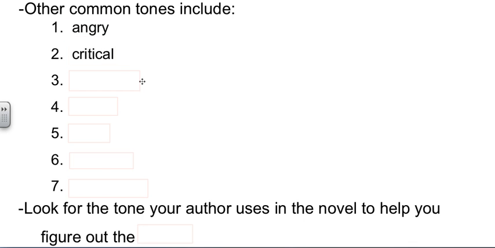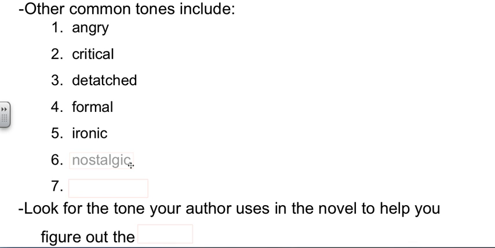critical, which means looking for the bad things in something, detached, which means not connected to something, formal, which means very proper and using all the correct terminology, ironic, which is very similar to sarcastic, although irony is specifically what we don't expect to happen, nostalgic, which means we'd like to go back to the way things were, and pessimistic. Pessimistic means looking for the bad things in what's going on.